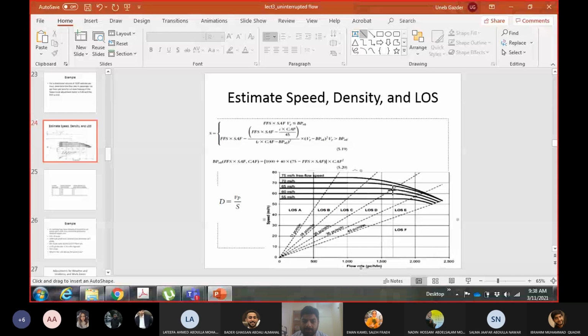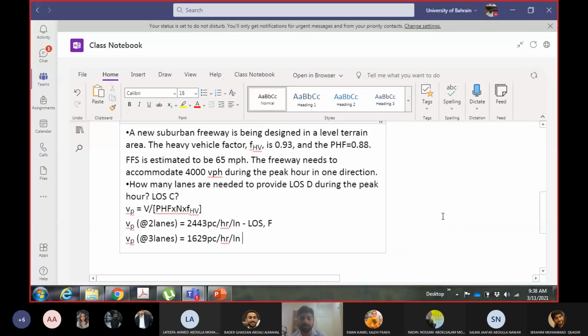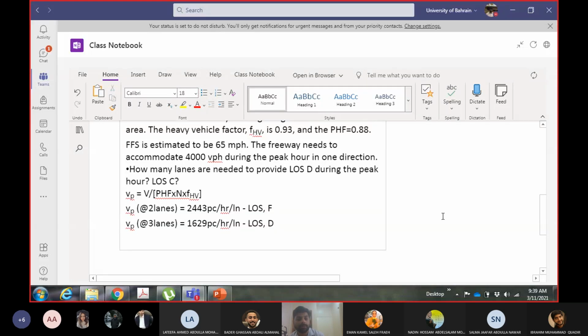And free flow speed 65, so I will again come to this point. Now I went to 70. So level of service D can be achieved with 3 lanes. For level of service D, 3 lanes are enough, and 2 lanes give level of service F.